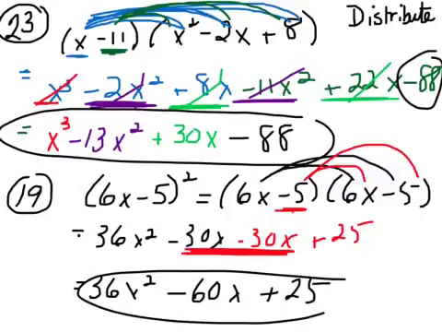So many people just want to say that that's 36x squared plus 25 or 36x squared minus 25. But you've got another term there because you've got to remember that's just short notation for I've got 2 copies of those 6x's minus 5 multiplied together.